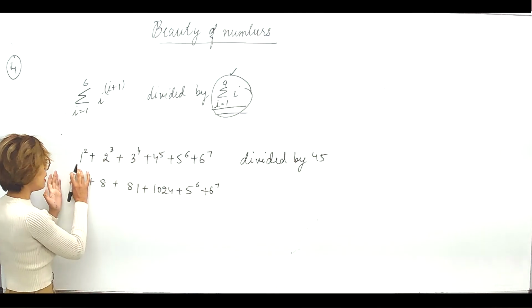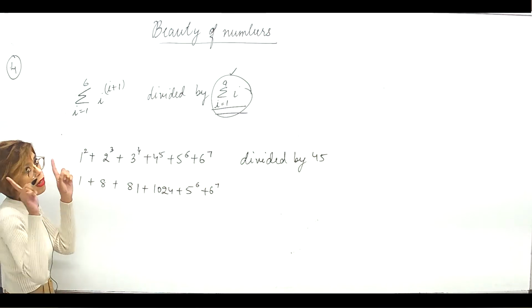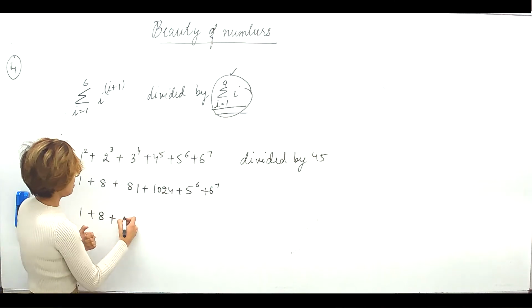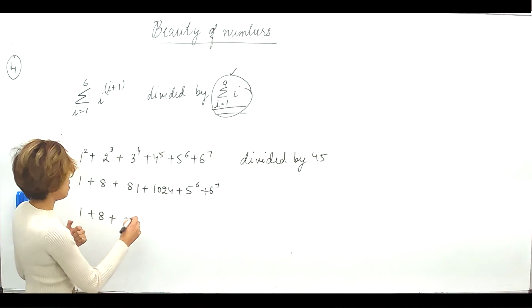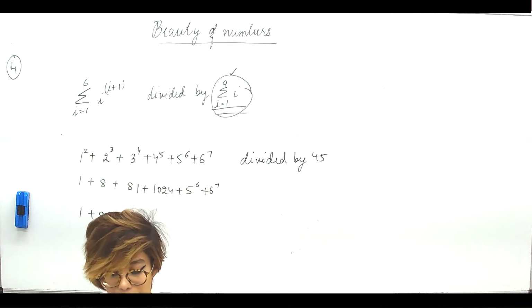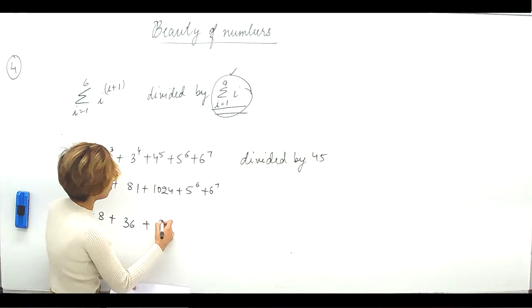So let me take the individual remainders. Obviously, if I divide 1 by 45, my remainder would be 1. Then plus 8. Then this would be what? 36. Let me check. 36, yes. Plus, when I divide 1024 by 45, the remainder is, I've written it down, which is easy, so you can do it. So this is 34.